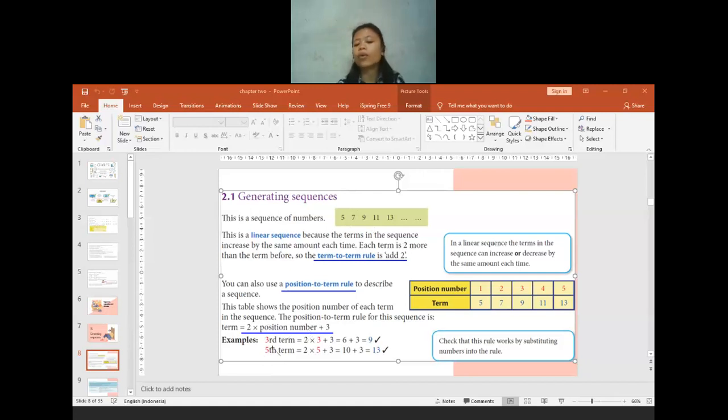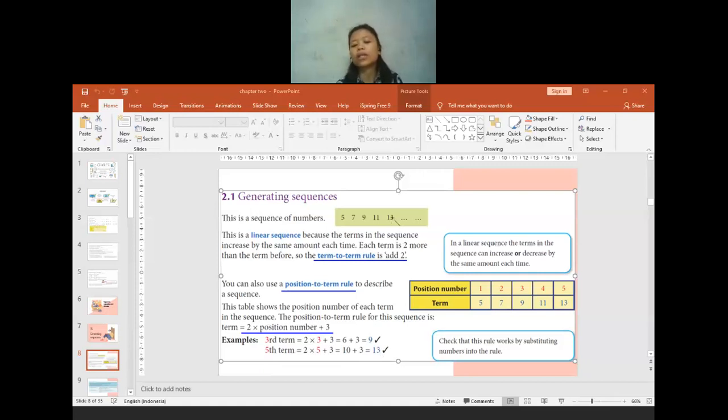For example, when we check the third term, it is equal to 9. Now if I check 2 times 3 plus 3, 2 times 3 is 6, 6 plus 3, the answer is 9. So it is okay for the third term. Let me check the fifth term also. Does this position to term rule work? 2 times 5 plus 3. 2 times 5 is 10, 10 plus 3 equals 13. And when I check the given sequence, yes, it is also 13.